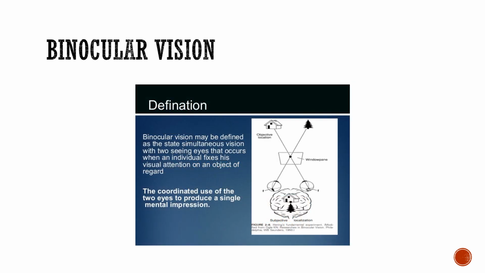Basically, binocular is when two eyes see two different images, and when the two images are clubbed together and the information is sent to one brain, it is processed and produced into a single image. When the two eyes individually fixate on an area, visual attention is placed there, and that gives you a single image. To put it in short form, it is the coordination of two eyes in order to produce a single image.